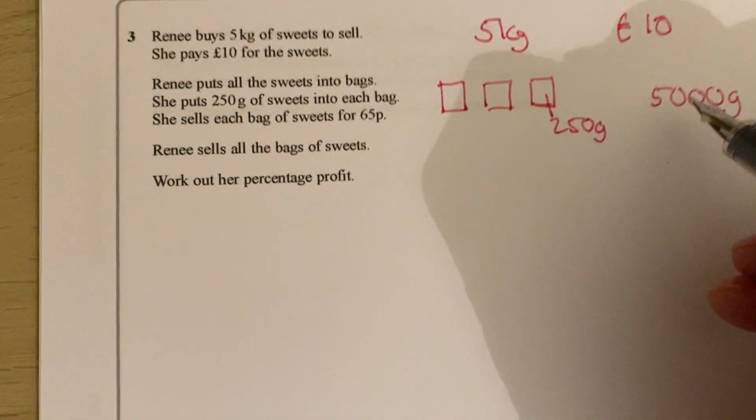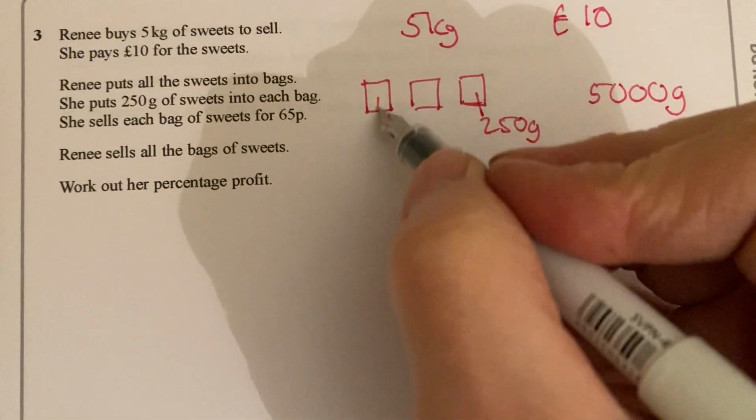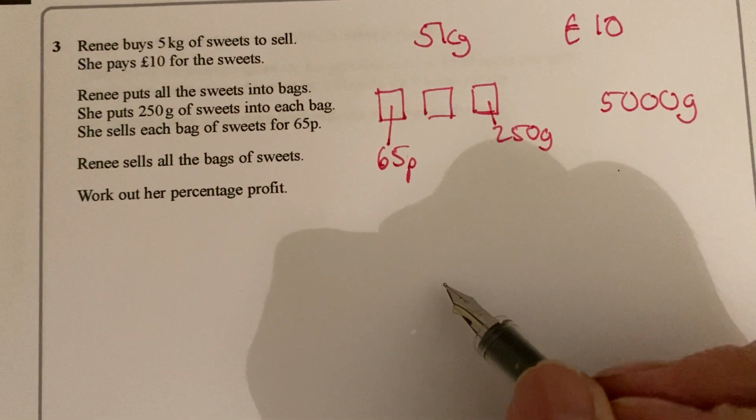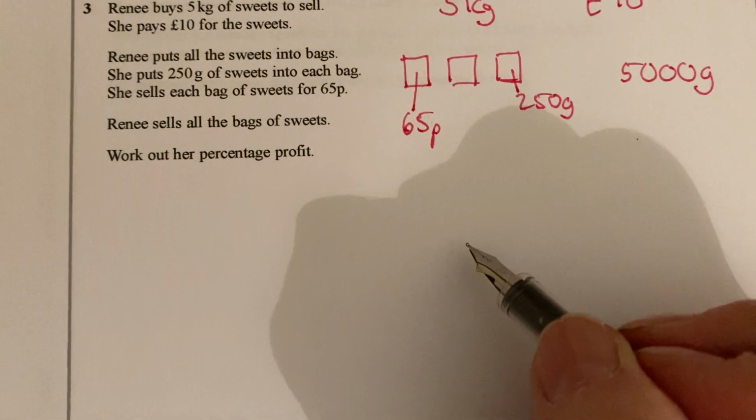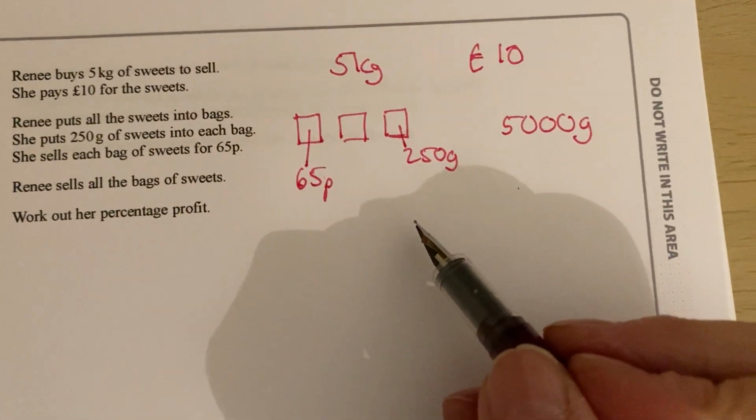Okay, so I'm slightly getting into this now. She sells each bag of sweets for 65p. Oh, that's handy, look, okay. So that's 65p as well. And she sells all the bags of sweets, work out her profit. Okay, because I've kind of got into it a bit more, I'm slightly happier now.